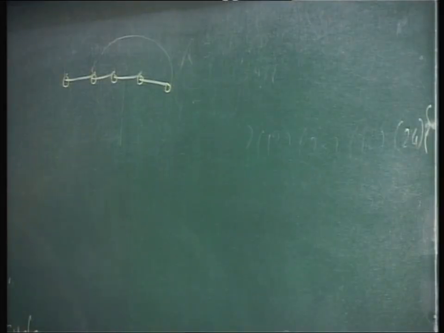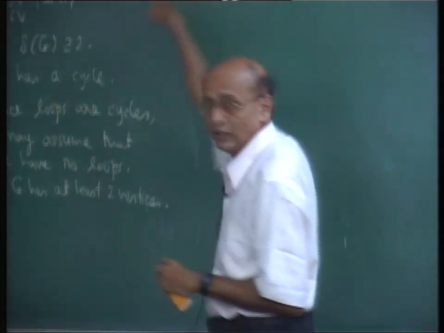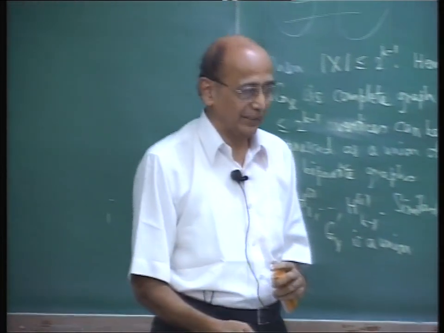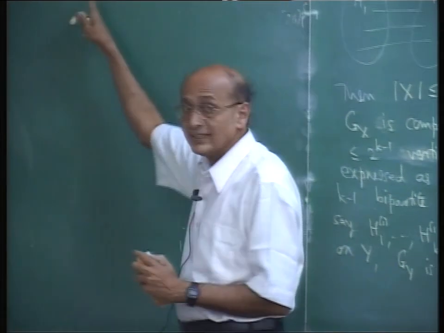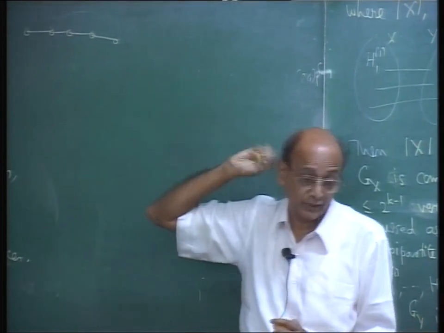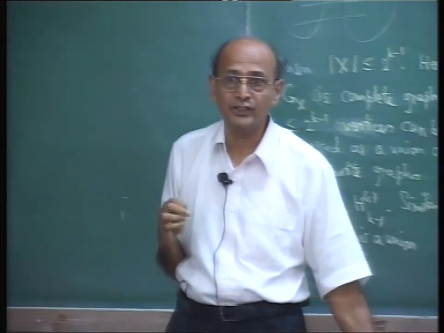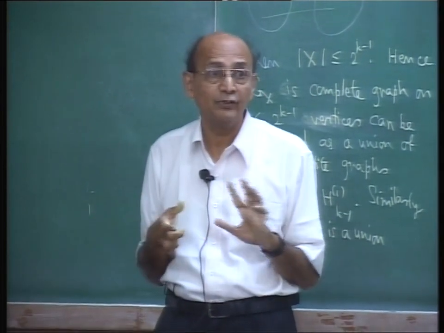So write down the proof. I will not write the remaining lines of this proof. I've told you what to do. This just cannot go on forever because the graph by definition is finite. Graph by definition has a finite number of vertices.